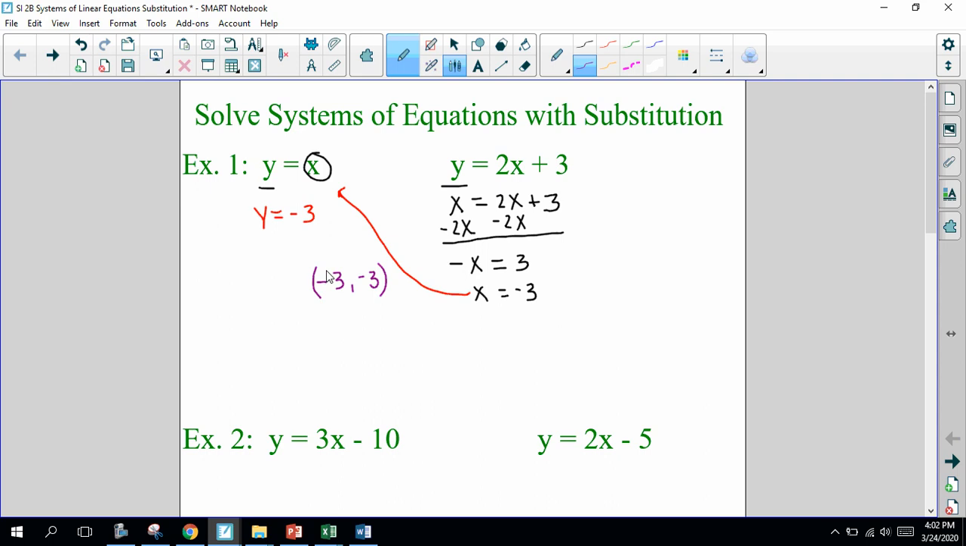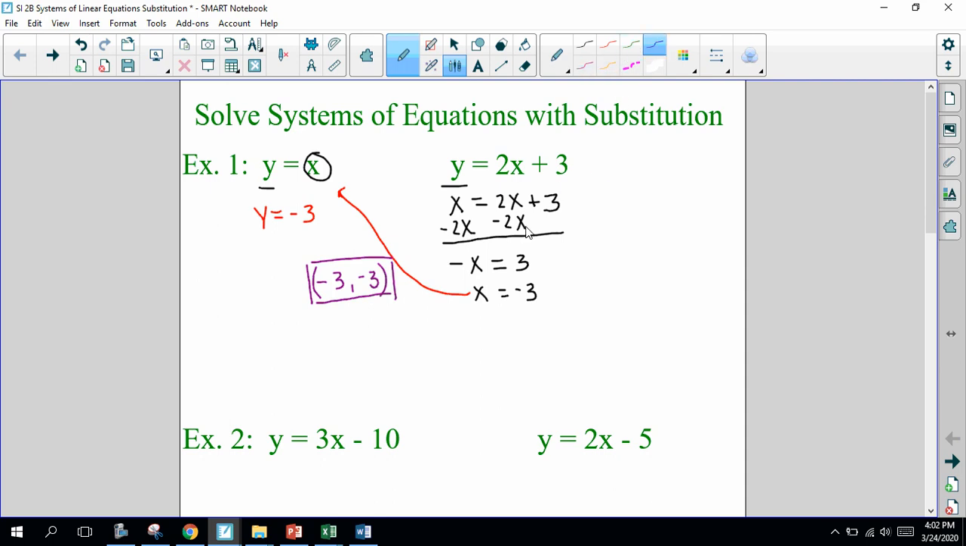Last time we talked about graphing. Had I graphed those two lines, not real sure what those lines would look like, maybe without the graph, but I do know one thing, that they would intersect at that point of negative 3 and negative 3.